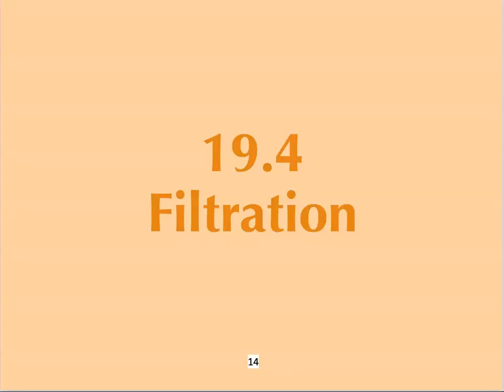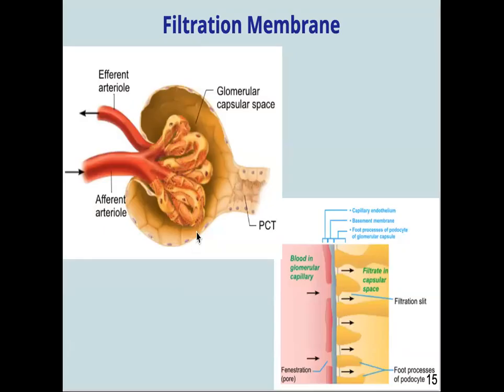We're now going to take a closer look at the process of filtration. Recall that the filtration membrane consists of the simple squamous epithelium from the glomerulus, as well as the foot processes of podocytes lining the glomerular capsule. Also sandwiched in between the two layers is a thin layer of basement membrane. So for a substance to enter into Bowman's capsule, it has to first cross through the capillary epithelium, the basement membrane, and then the filtration slits created by the podocytes.